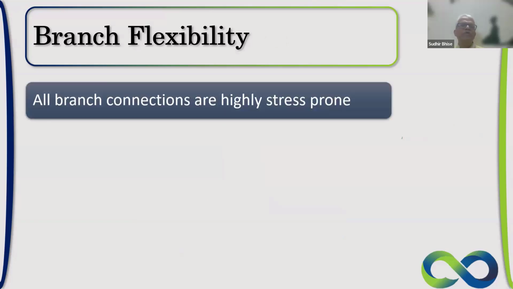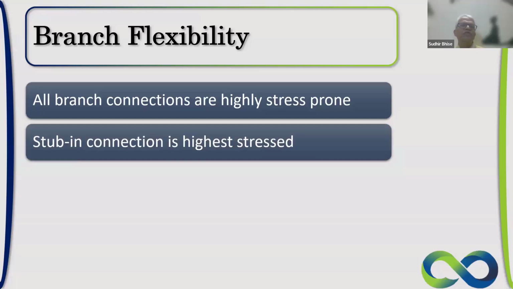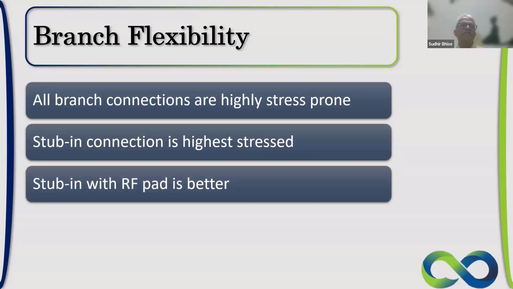So let us come to some conclusion. Now, all branch connections are very high stress prone connections, because they involve a lot of cutting, welding, fillet weld, butt weld, and so on. So it leads to a lot of stress concentration in that area. And our choice remains only on which type of branch fitting we should use. So the stub-in connection is the highest stressed. The unreinforced branch connection is the highest stress.